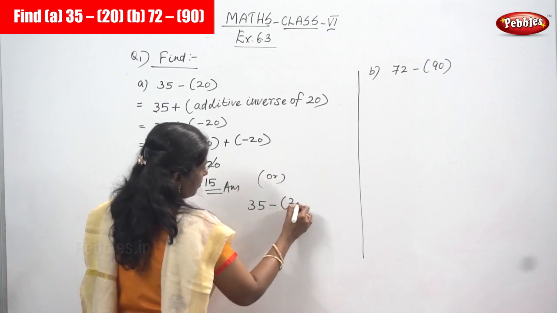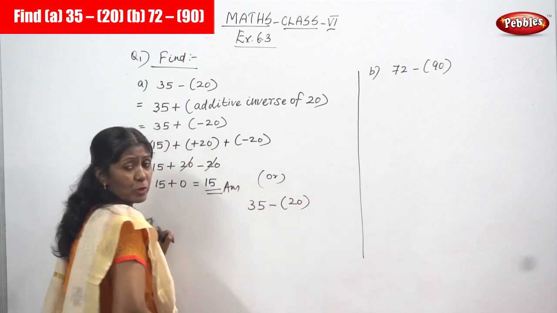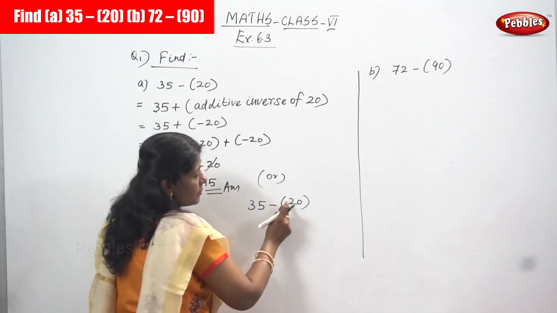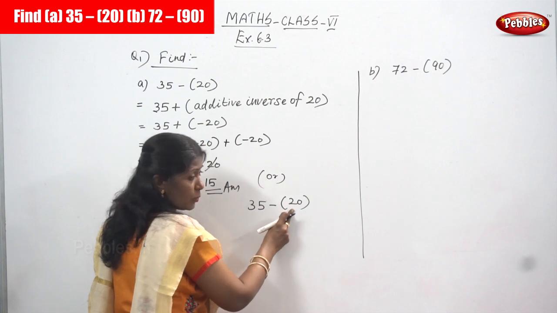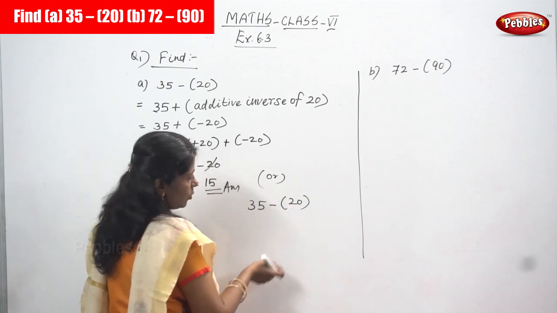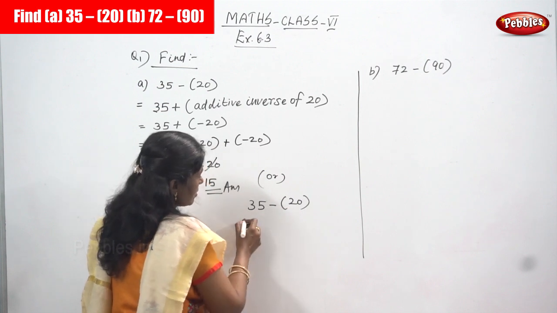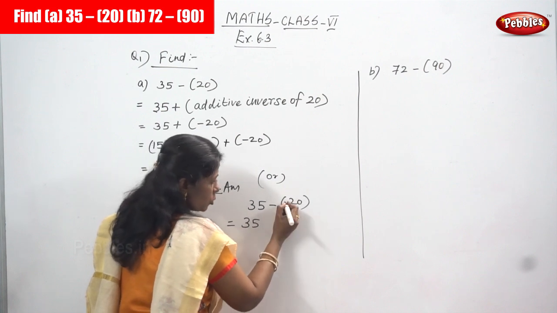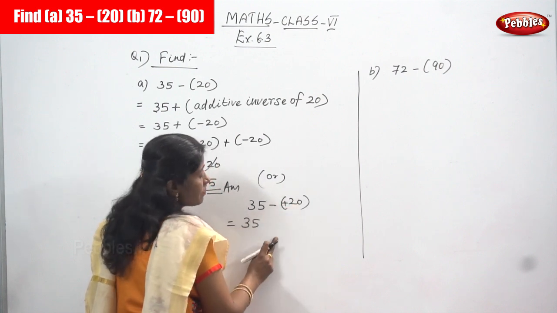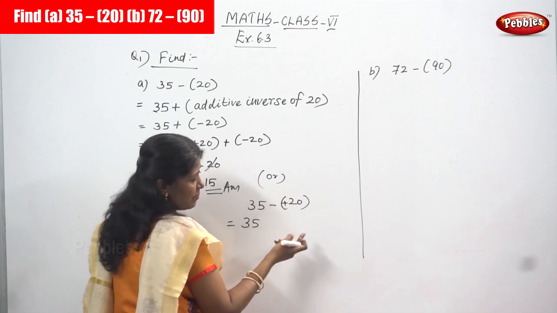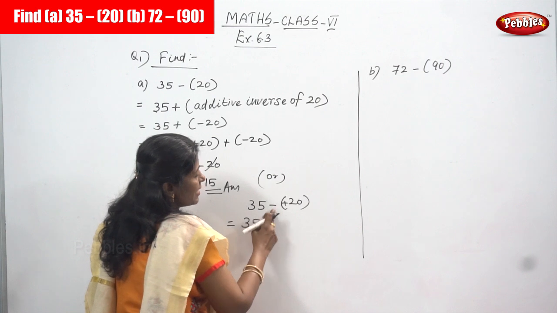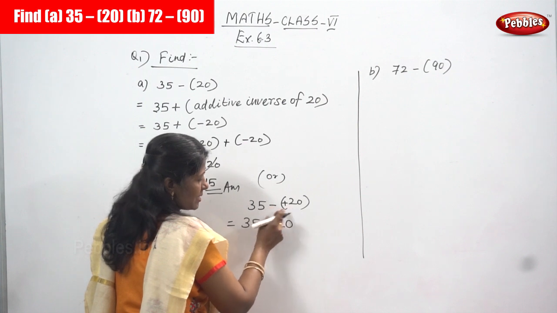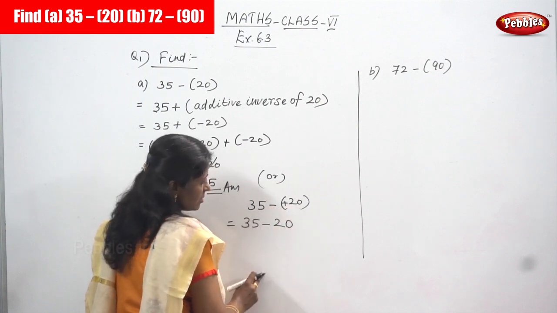35 minus, this is a plus 20, the positive integer, but they didn't mention the sign. If you have a positive integer, they will not mention the sign, so you have to consider it a positive integer. So 35 as it is you write, minus, and here it is a positive integer, so minus into plus. For your understanding I put plus. In such a case where they didn't give any sign, consider it a positive integer. So minus into plus gives minus, you write the number as it is, so minus 20.